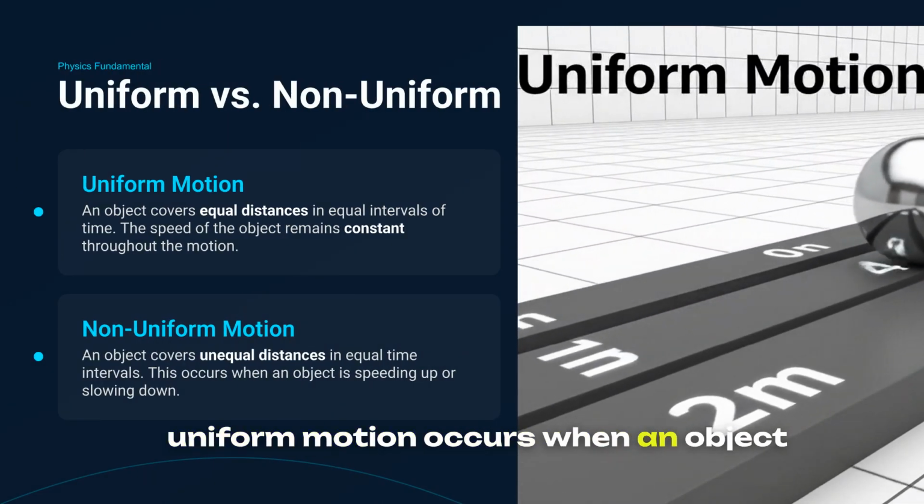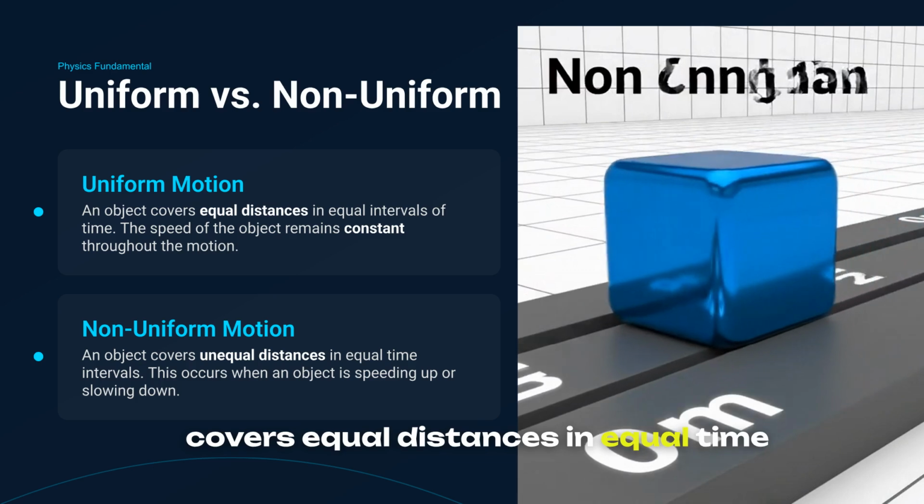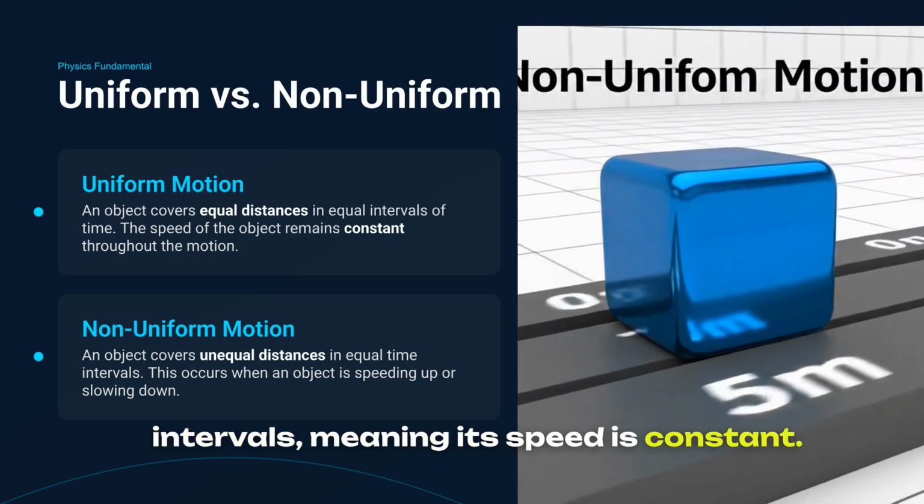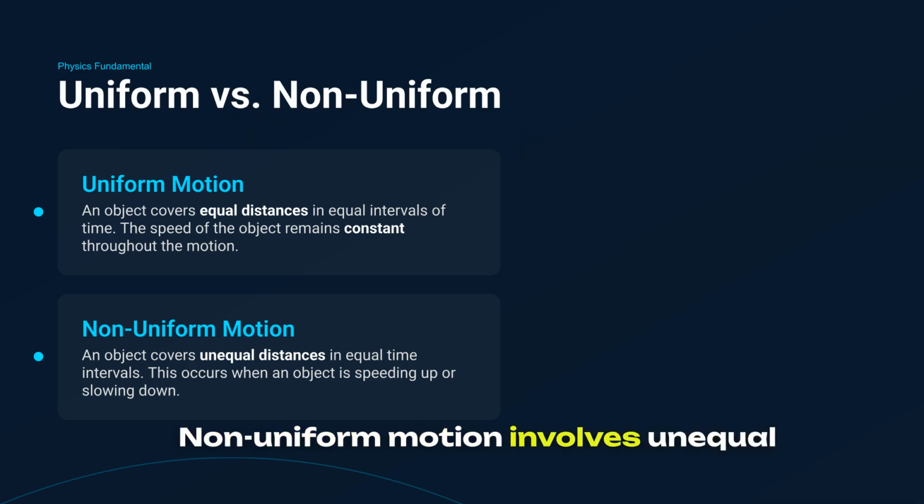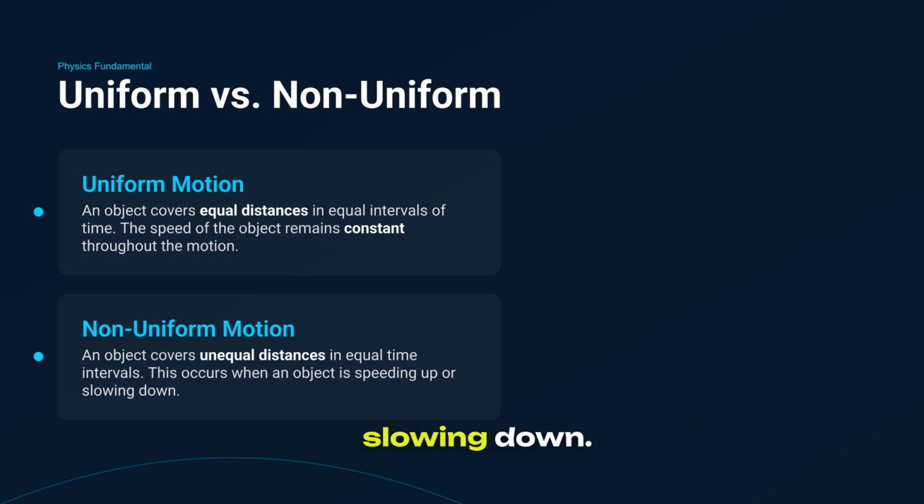Uniform motion occurs when an object covers equal distances in equal time intervals, meaning its speed is constant. Non-uniform motion involves unequal distances in equal intervals, which means the object is speeding up or slowing down.